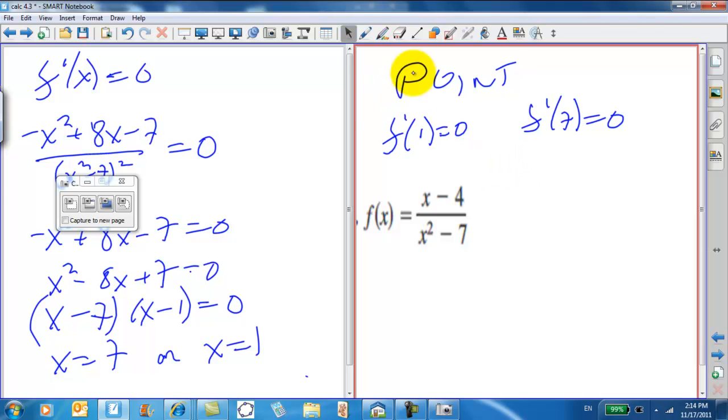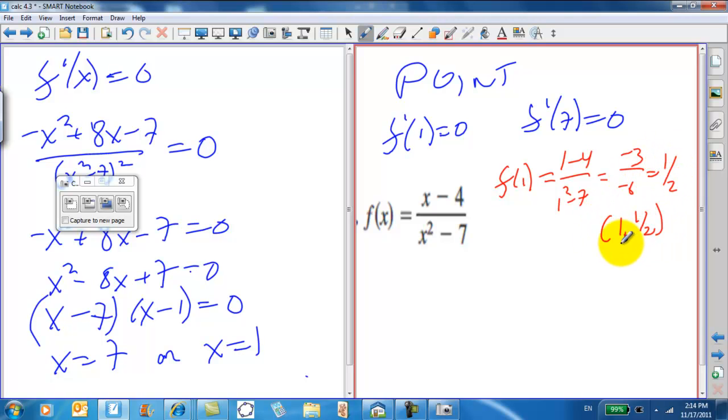So now let's look at f of 1. f of 1 equals 1 minus 4 over 1 squared minus 7. So that's negative 3 over negative 6, or a half. So we have the point 1 comma half.